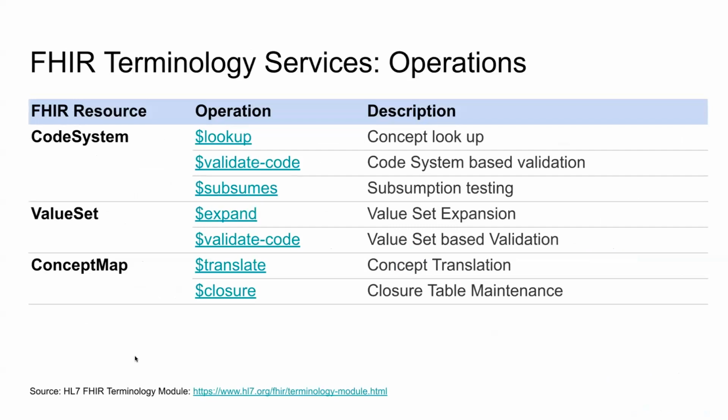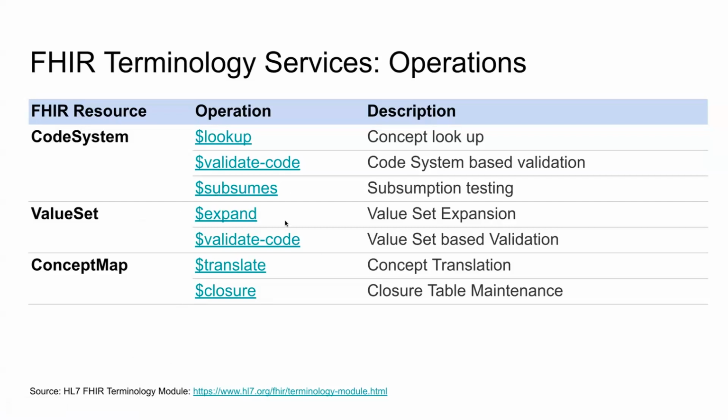So FHIR describes a pretty small set of operations that you can perform on each of these resources. So a code system lets you do a lookup. This is what we talked about before. I'm looking at our particular code. Give me its full definition and all of the properties available for that. That's what lookup does. Validate code just says, is this part of my code system or not? And the same is true with value set. You can validate, is this code a member of this value set?